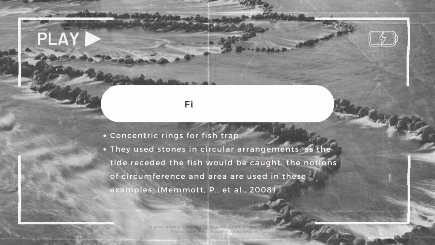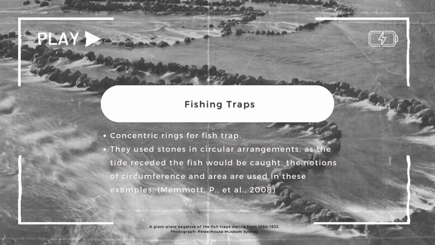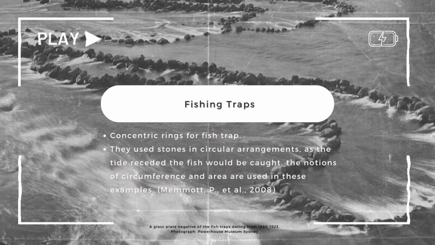The way that First Nations peoples of Australia built their fish traps required an understanding of geometry. They had to be a specific shape in order to be functional. Some had concentric rings as it reached to the centre, which guided and caught the fish. Others were on a much larger scale, like the image on the slide. They utilised stones in circular arrangements so that when the tide receded, the fish would be caught. The notions of circumference and area are used in these examples.